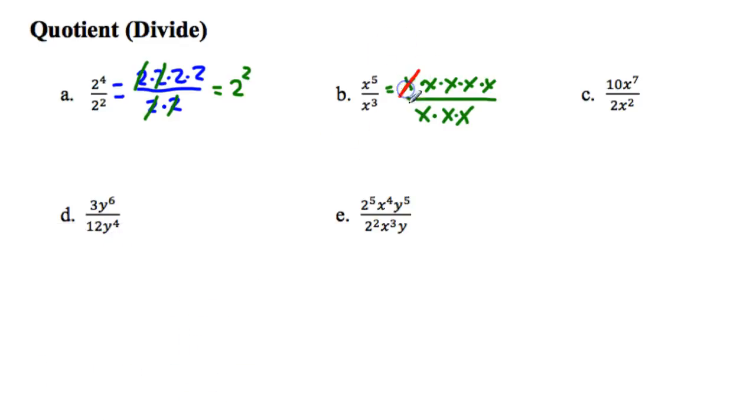Well, I'll take off 1 x on the top, 1 on the bottom. I'll take 1 more on the top, 1 on the bottom, 1 more on the top, 1 more on the bottom, and on the top I'm left with just x times x, which is x squared.